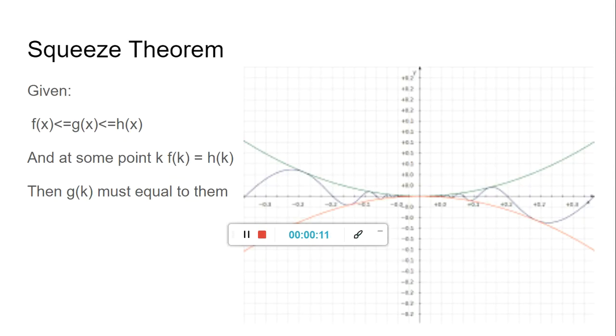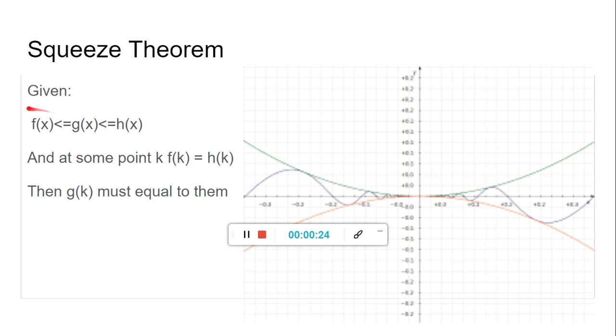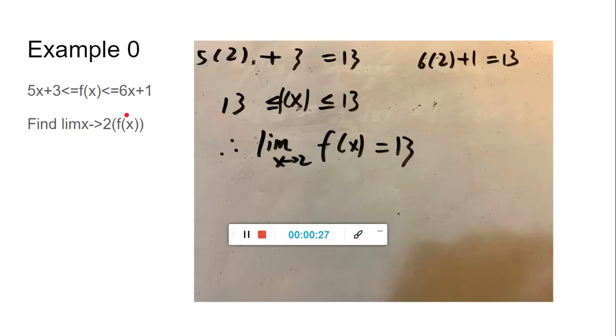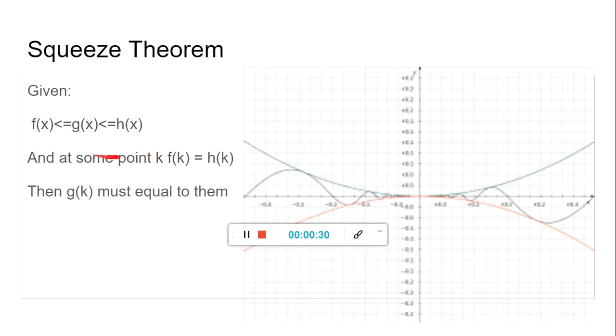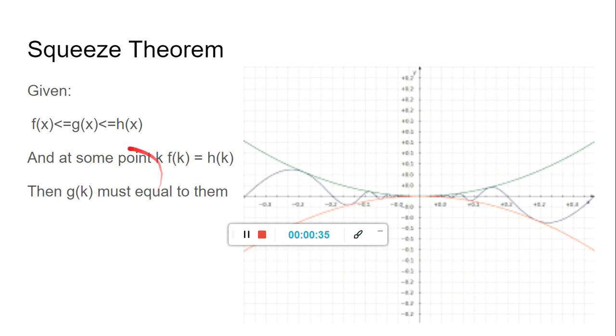This week we are going to discuss the squeeze theorem. So remember the definition of the theorem. We are given three different functions on the same graph. The first one is f(x), the second one is g(x), and the third one is h(x). And at some point k, if f(k) is equal to h(k), then g(k) must equal both f(k) and h(k). Well, this rule seems like common sense that we can predict in one second.